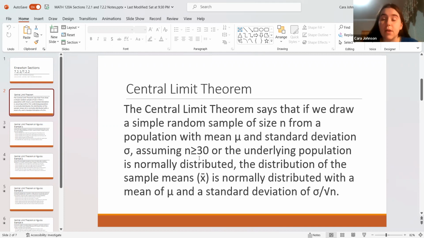So basically, we know that the distribution of the sample means is normally distributed. All you have to do is change the standard deviation. So this is going to be very similar to what we did with the normal distribution.